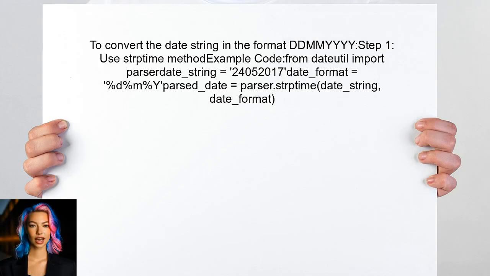To convert the date string in the format DDMMYYYY using dateutil.parser, the user can utilize the strptime method instead of the parse method. This allows for specifying the exact format of the date string.